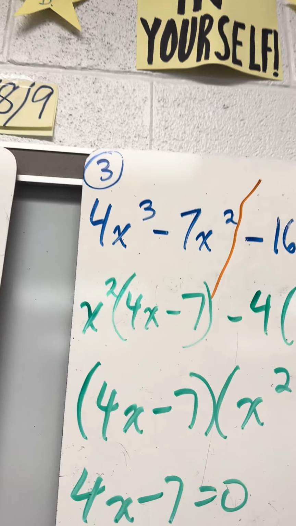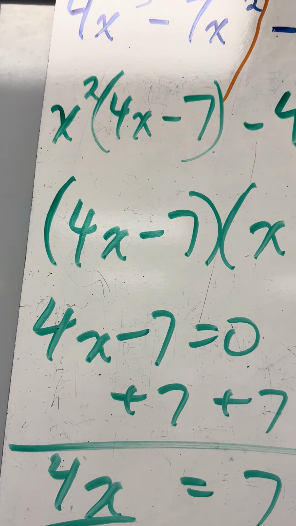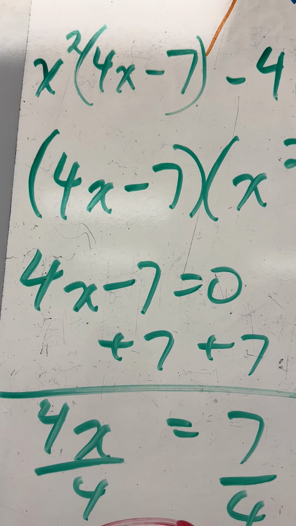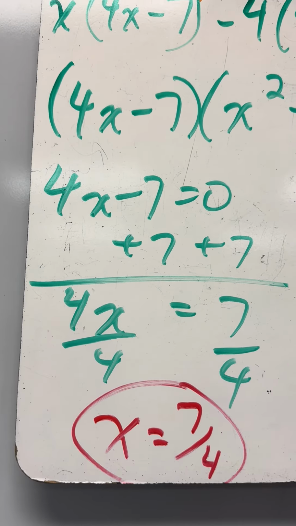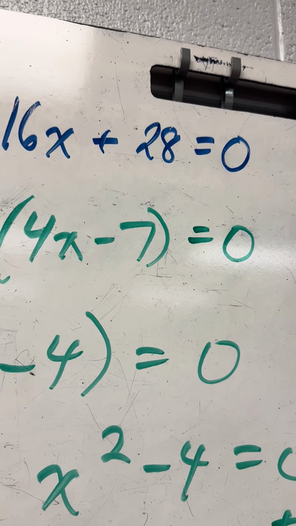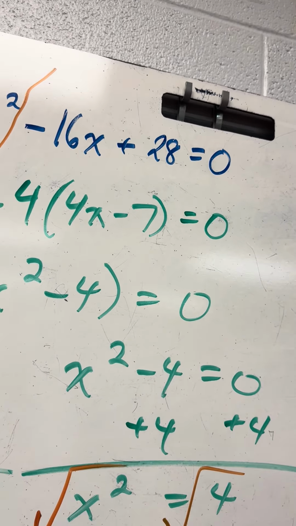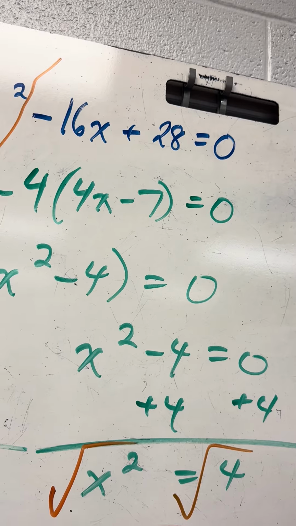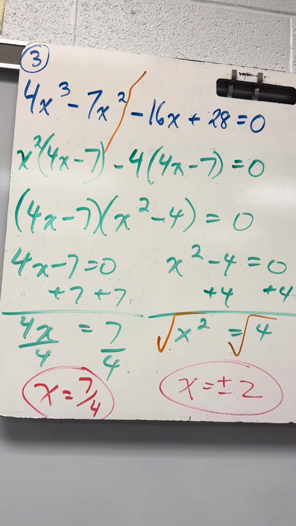So now you have 4x minus 7 equals 0. Add 7. Divide by 4, x equals 7 over 4. x squared minus 4 equals 0. Add 4 to both sides. x squared equals 4. Take the square root. Plus or minus 2. 3 answers.